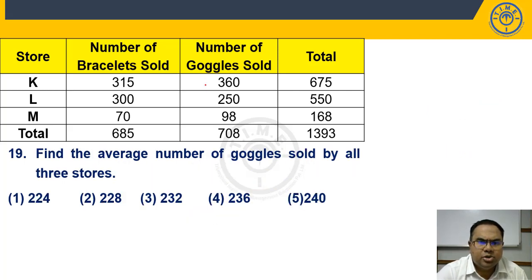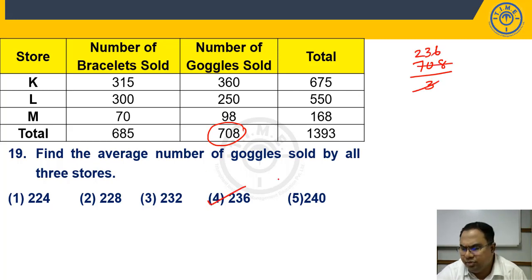Average number of goggles sold by all the three. So 708 total goggles divided by 3 stores. 3 2 6, 3 3 is 9, 3 6, 236. Option 4.